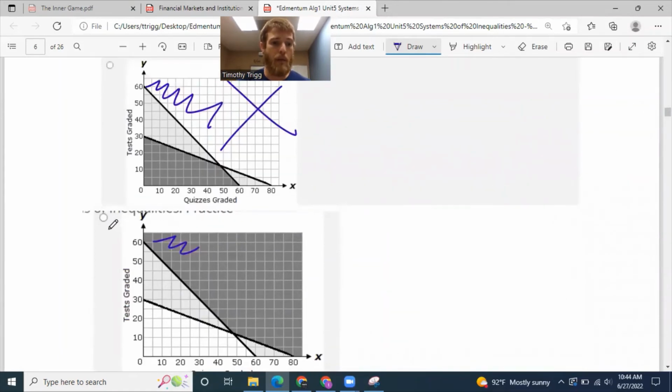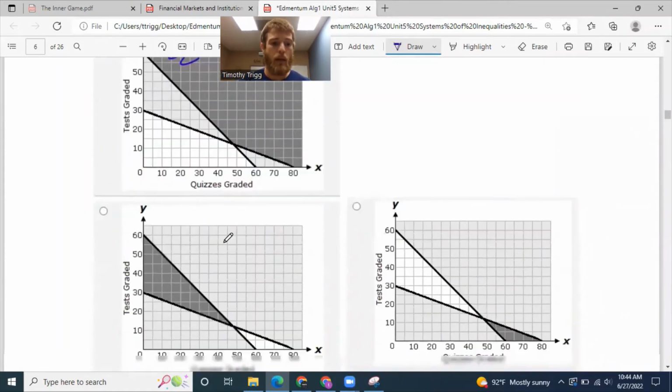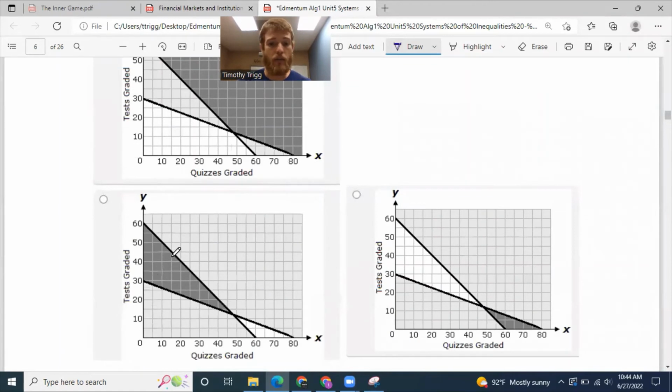I'll go ahead and put a maybe dot right here. This one, they did not shade above that line. So that's going to be a no there. Here they did shade above that line, didn't they? Right? So this one's a maybe as well.